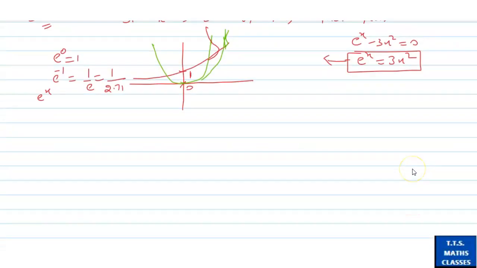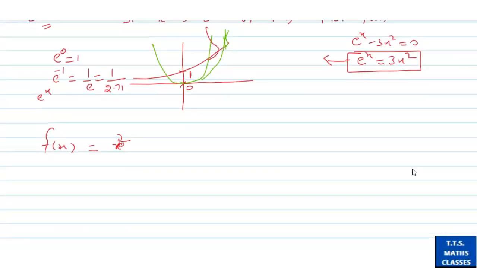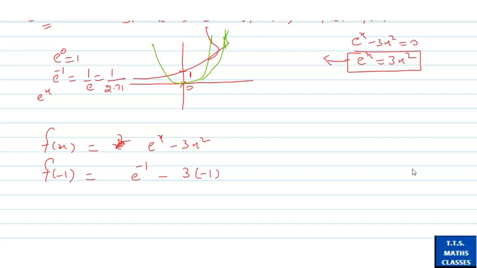For this, again we write f(x) is equal to e raised to power x minus 3x^2. If we put x equal to -1, then the value of this function is e raised to power -1 minus 3(-1)^2, which is 1 upon e minus 3. Actually 1 upon e is 0 point something, means this value is less than 0.